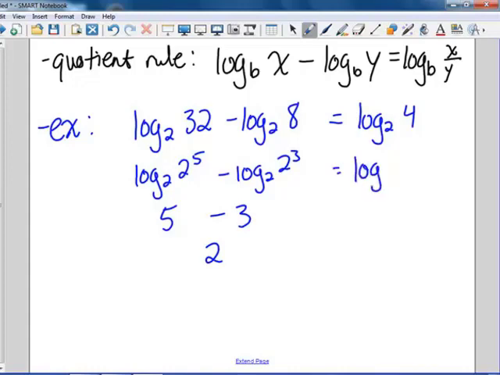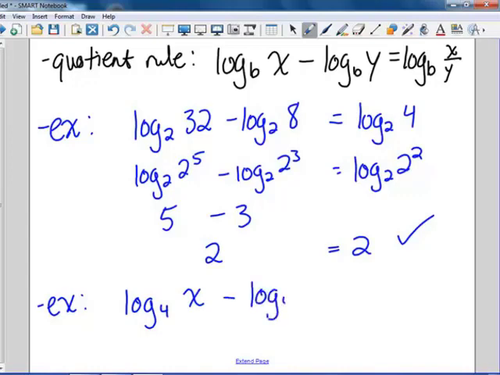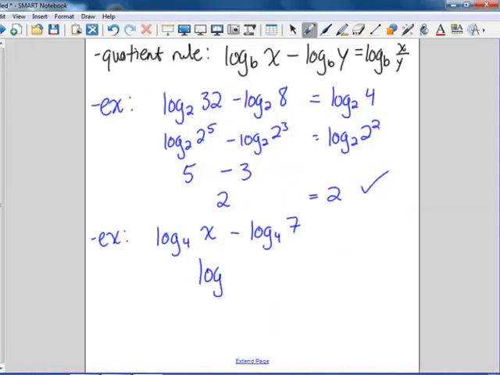How about log base 2 of 4? Instead of 4, I'm going to write that as 2 squared. That also simplifies to 2. Okay, so that checks out. Okay, how about this one though? How about log base 4 of x minus log base 4 of 7. Okay, so this would simplify to log base 4 of x over 7. So it's always going to be the first one minus the second one, first one on top, second one on the bottom.